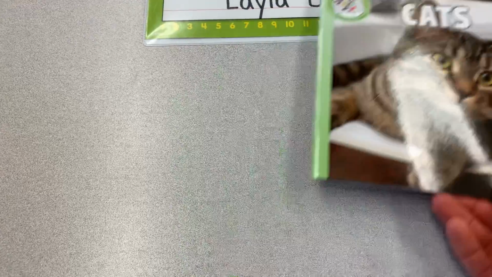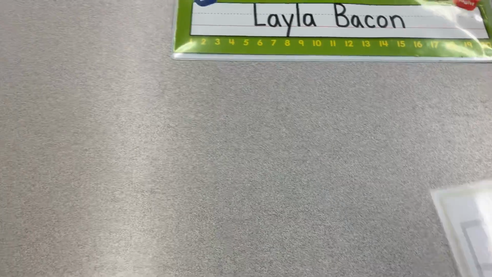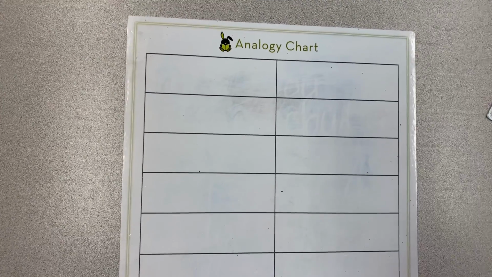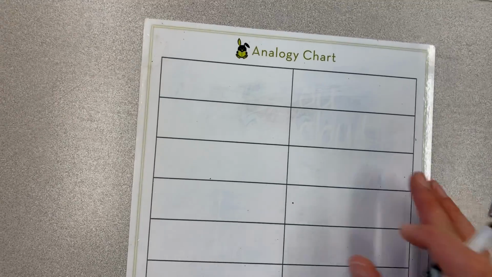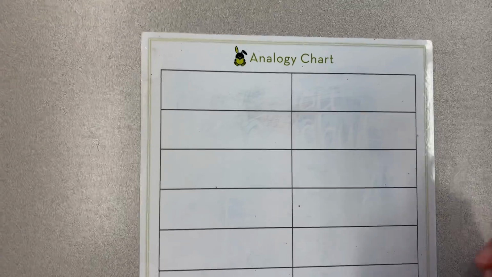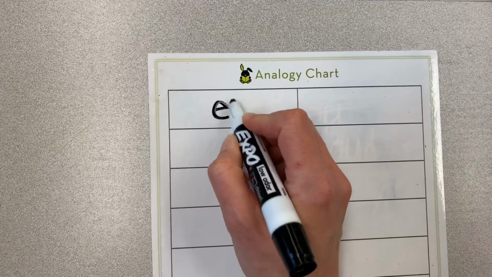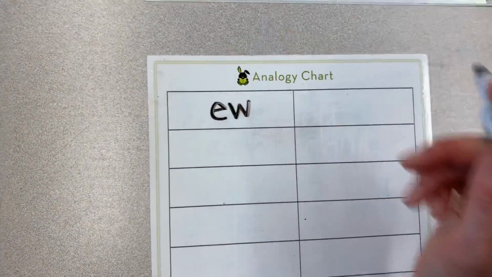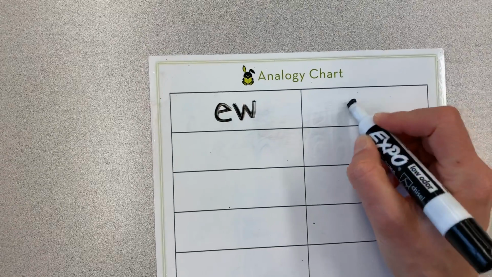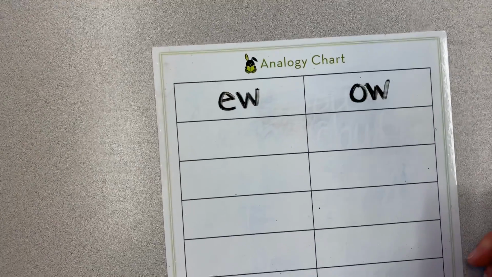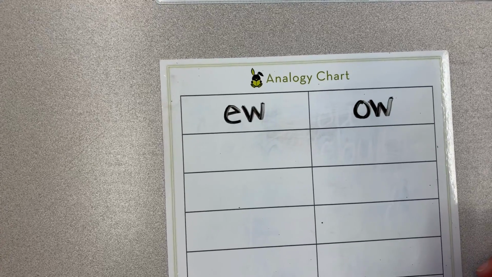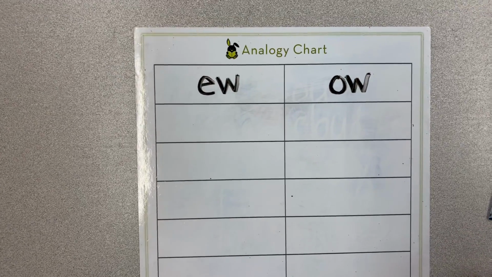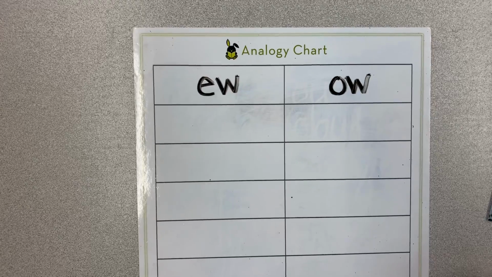All right. You can slide your book out of the way and bring your analogy chart onto your table. We're going to be writing some words. Our 2 chunks are EW, the oo or U sound, and the ow sound, OW. So oo or ow, oo and ow. All right, I'm going to give you a word, and I'm going to see if you know where to put it. Here we go.